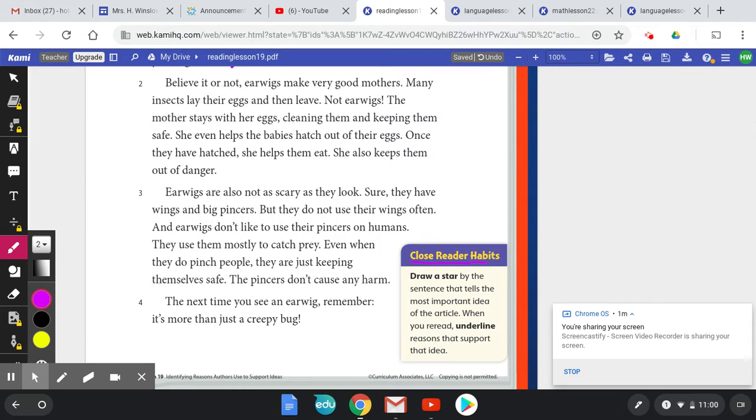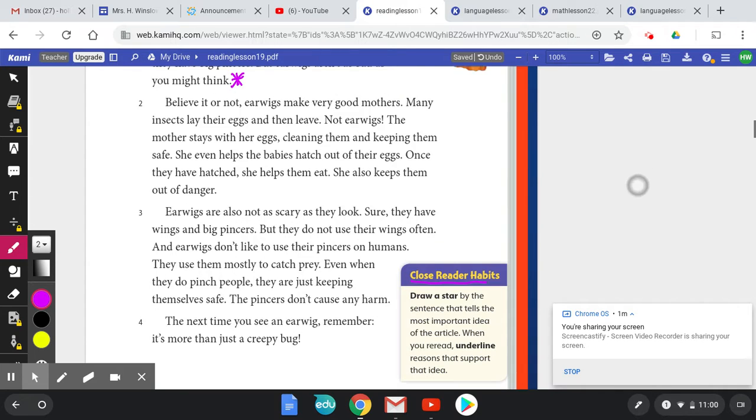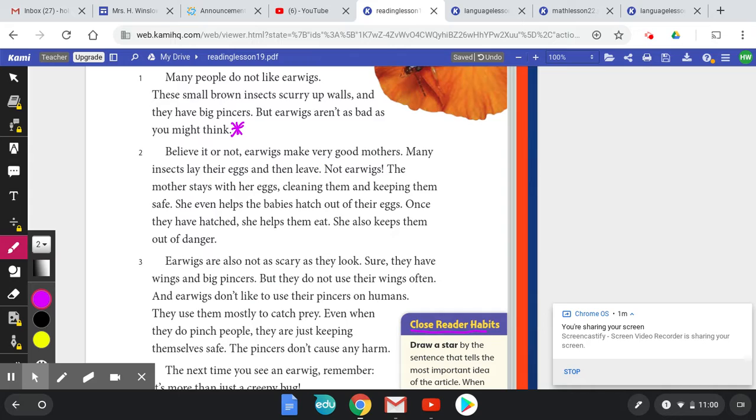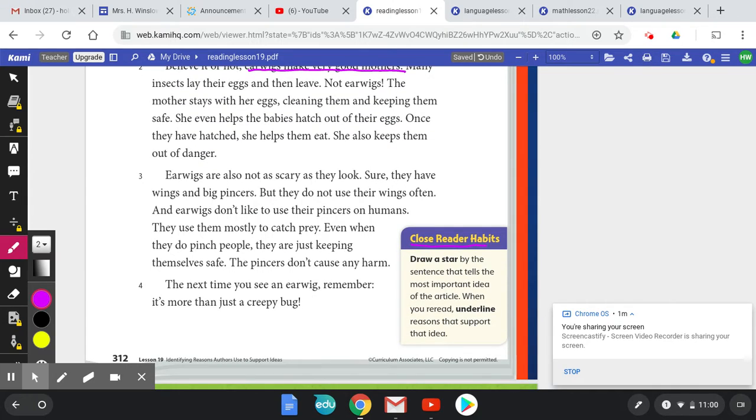Okay, the next thing it says is when you reread, underline the reasons that support that idea. So I need to go in here and find reasons on why earwigs aren't as bad as you might think they are. When I look at paragraph 2, it says, believe it or not, earwigs make very good mothers. Surprisingly, I look at that bug and I'm like, whoa. And then I go to paragraph 3. Earwigs are not always as scary as they look.